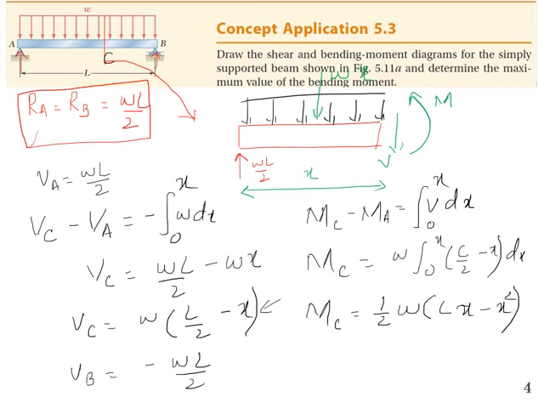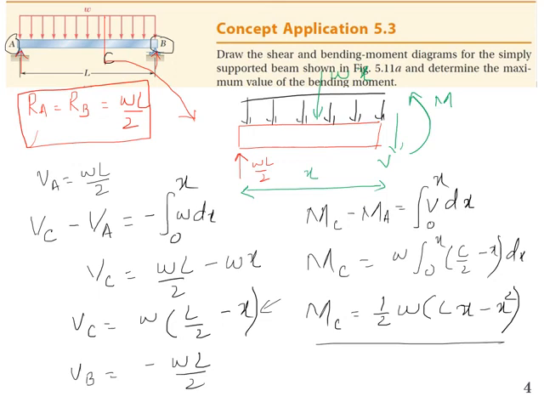Okay, now if you draw and look at this expression, that is a parabolic expression, so it will be 0 at A, and obviously it will be 0 at B, and it will be changing from 0 to a maximum value, and it will come back from maximum to 0. Now what will be the maximum value?